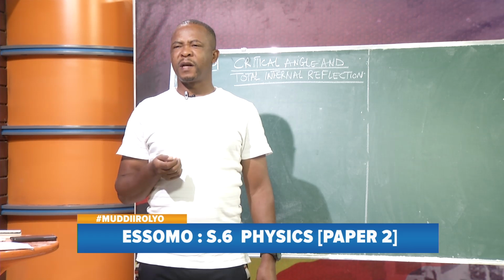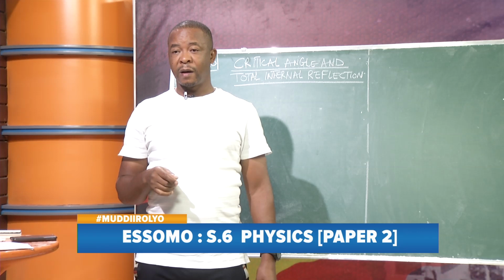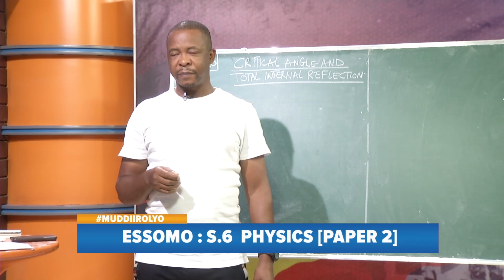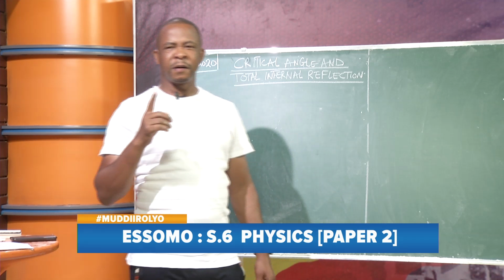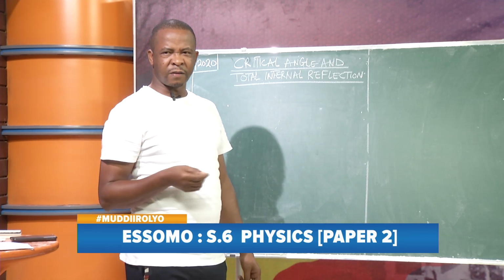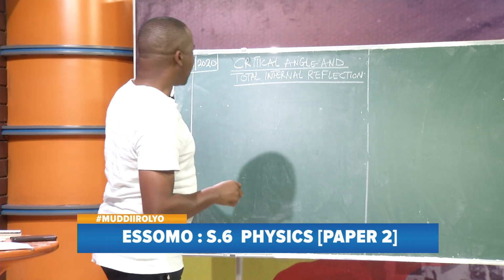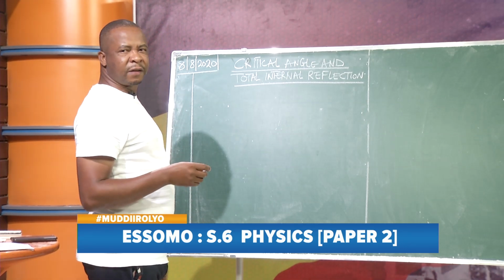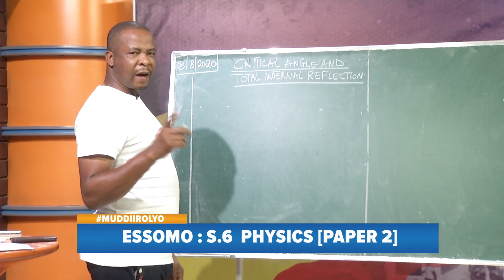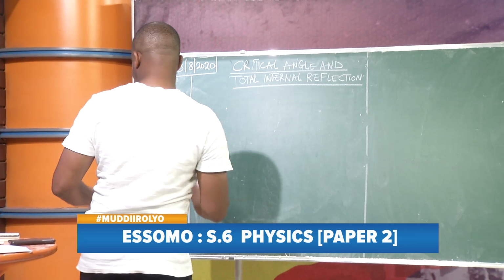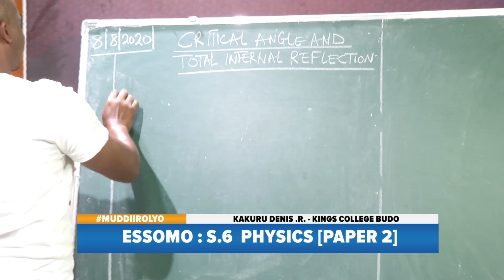We want to proceed and look at critical angle and total internal reflection. In our discussion today, I want to invite you to enjoy the lesson and please remind yourselves what you may not have understood. Critical angle and total internal reflection are going to be our focus today, and we will begin by considering the following diagrams.